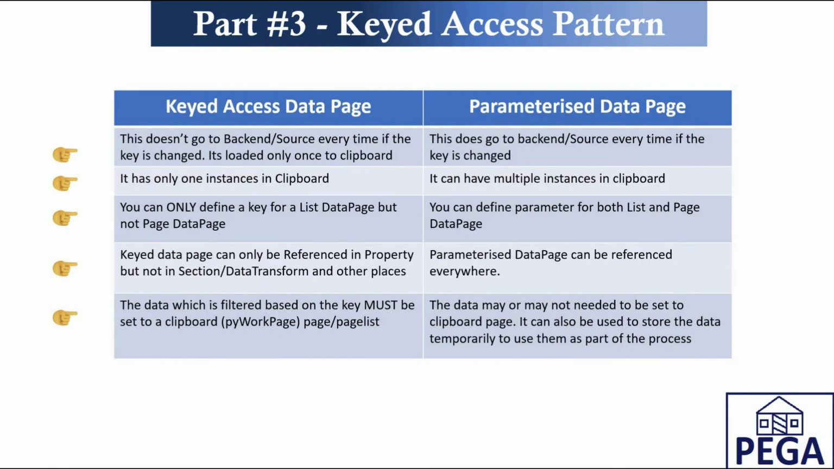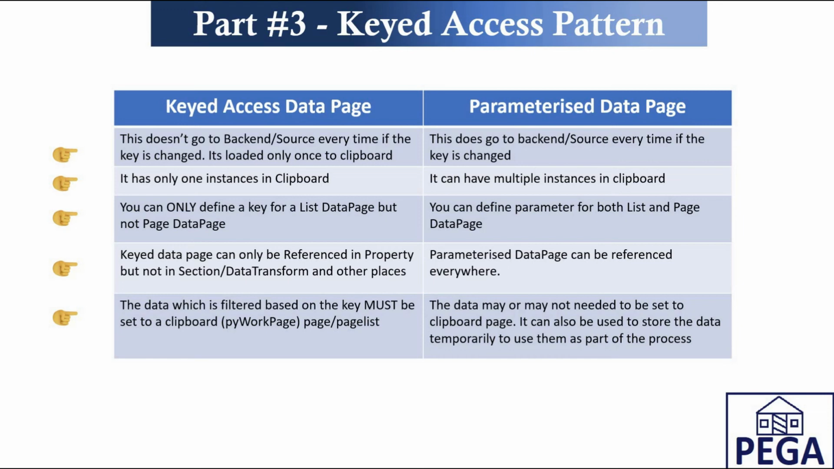Now let's quickly recap the difference between parameterized database and keyed access database, which I have just shown you before. Basically, the first point: keyed access database does not go to the backend or the source every time the key is changed, as it is loaded once in the clipboard. So every time you change the key, automatically it filters from there and stores the data in the clipboard page. Now, the parameterized database, every time you change the parameter, goes to the backend, and based on the parameter, it filters out.